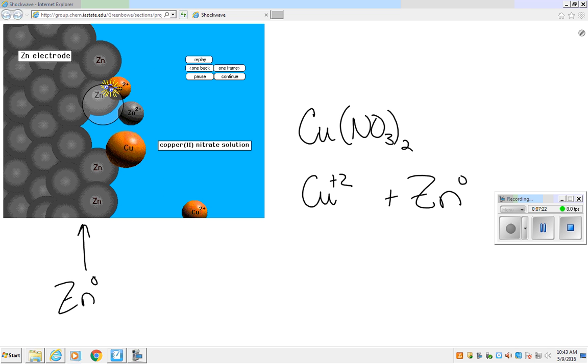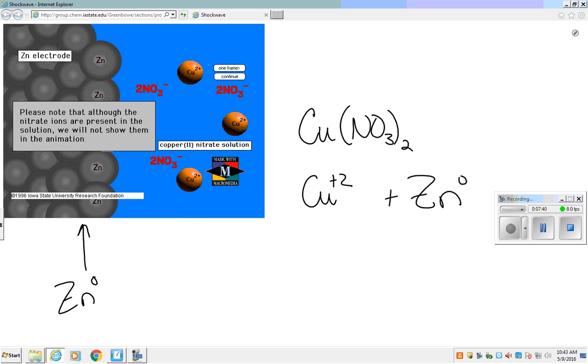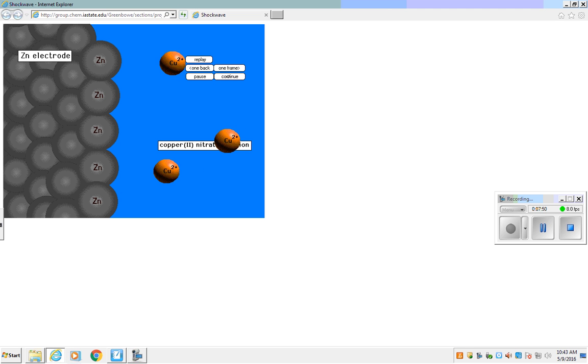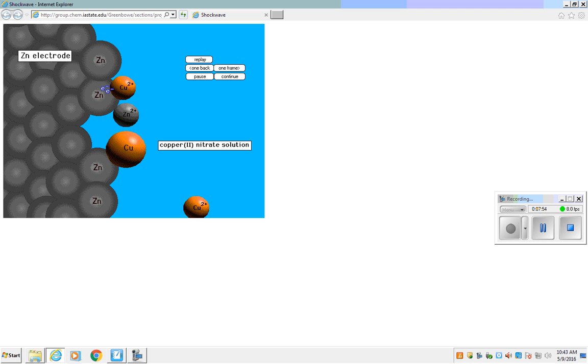That guy will gain those 2 electrons and become neutral copper, which is a copper atom, what we think of as a solid copper wire. So I'm going to let this continue to play, hopefully. Okay, or I'll replay it, sorry. So hopefully, there we go. Now we're able to see this occurring.